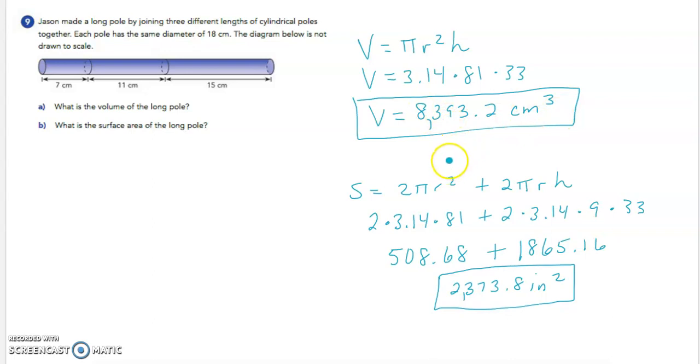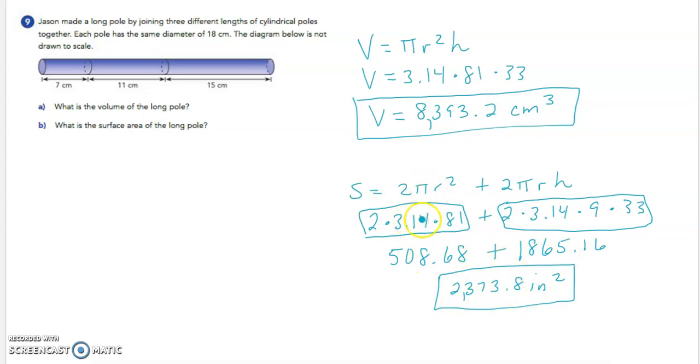8,393.2 centimeters cubed. And then for the surface area, this is the long formula here. It's 2 pi r squared plus 2 pi r h. So we fill in all the things that we know. This is pretty straightforward. The radius squared, again, is 81. We're filling in the radius, we're filling in the height, and pi. We go ahead and multiply these sides together. I get 508.68. Then let's multiply these sides together, and I get 1,865.16. And then, of course, to find the total surface area, I just add them together.